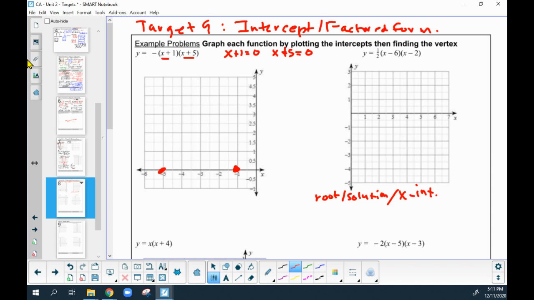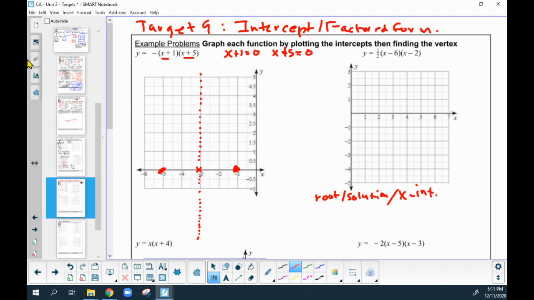Now, what that also shows us is that because parabolas are symmetrical, meaning they fold smack dab in the middle, all you need to do is find the middle place between -1 and -5, the middle number, and put a dotted line there. That's your axis of symmetry. You don't have to do all that work you did in standard form. That's going to help us.